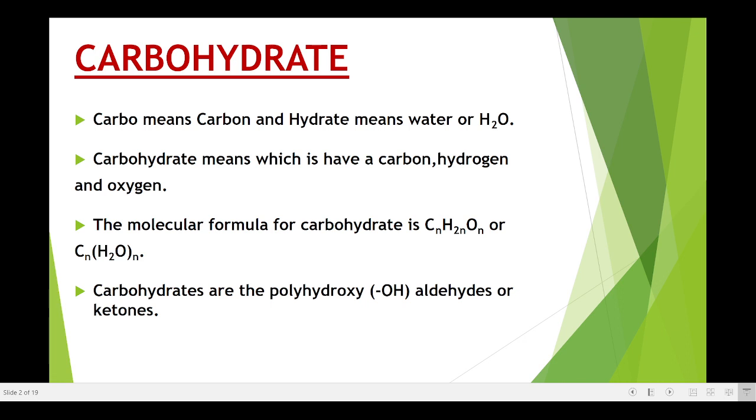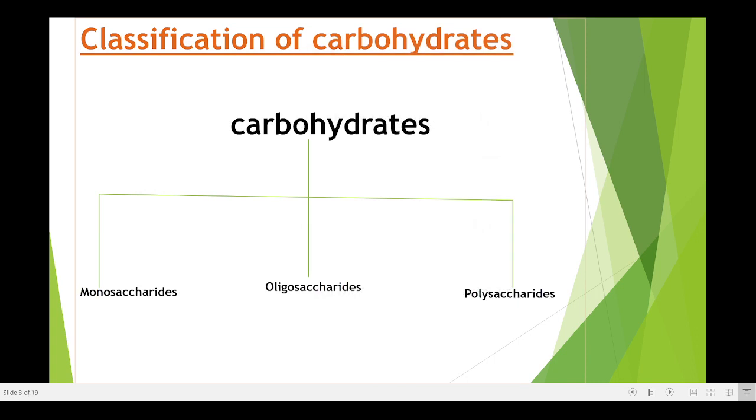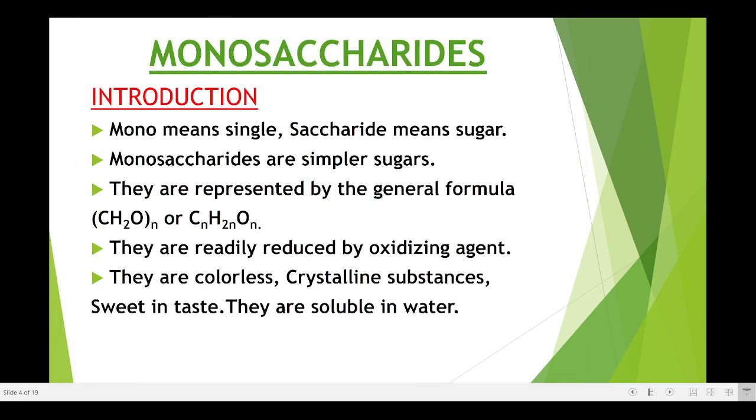If the sugar molecule has a ketone group, it is called ketose, and if the sugar molecule has an aldehyde group, it is called aldose. In this slide, we can see the classification of carbohydrates. Carbohydrates are classified into three groups based on the number of sugar units. First one, monosaccharides. Second one, oligosaccharides. Third one, polysaccharides. Now I am talking about monosaccharides.